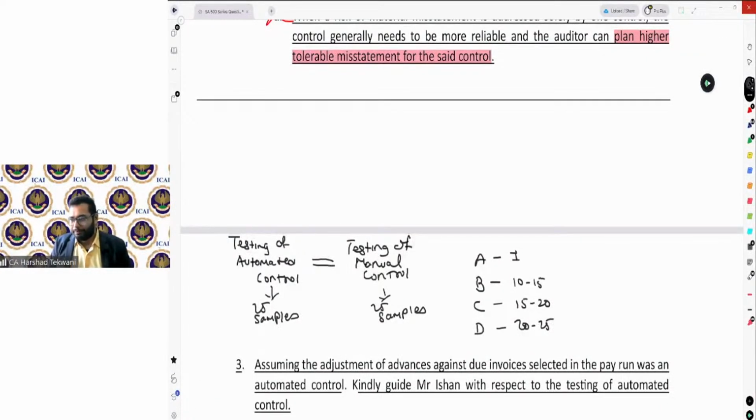Absolutely correct, Purviven. Good. Well done. How many samples will I take to test an automated control of the same level of risk, that is medium? So this control, let's say, has a medium risk. I'm expecting more answers, guys.